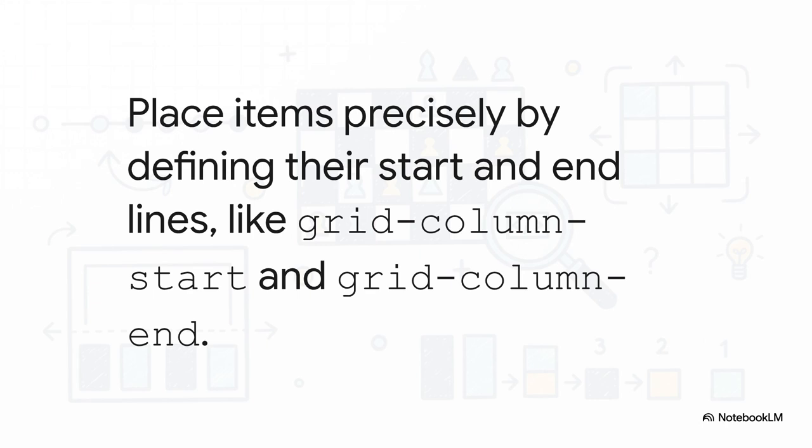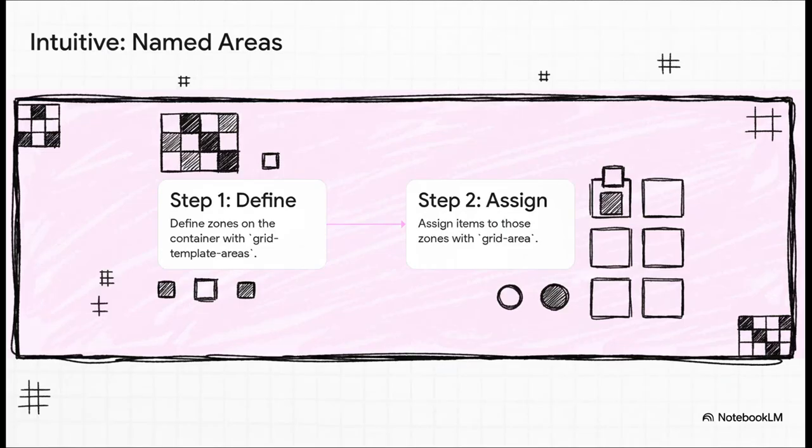For example, if you tell an item to start at column line 2 and end at column line 4, boom, it spans perfectly across those 2 columns. It gives you this amazing, precise control. But let's be honest, counting lines can get a little tedious, especially in a big layout. Luckily, Grid has a much more intuitive way to do this, named areas.